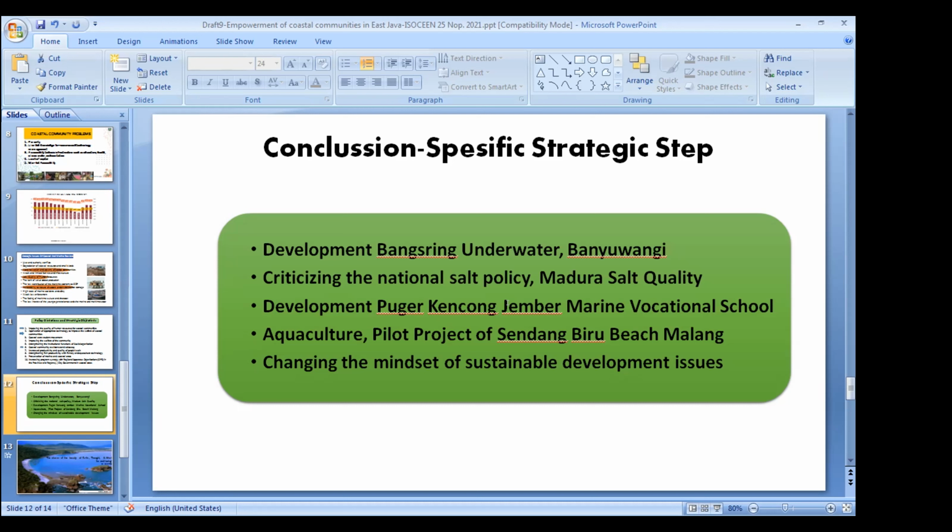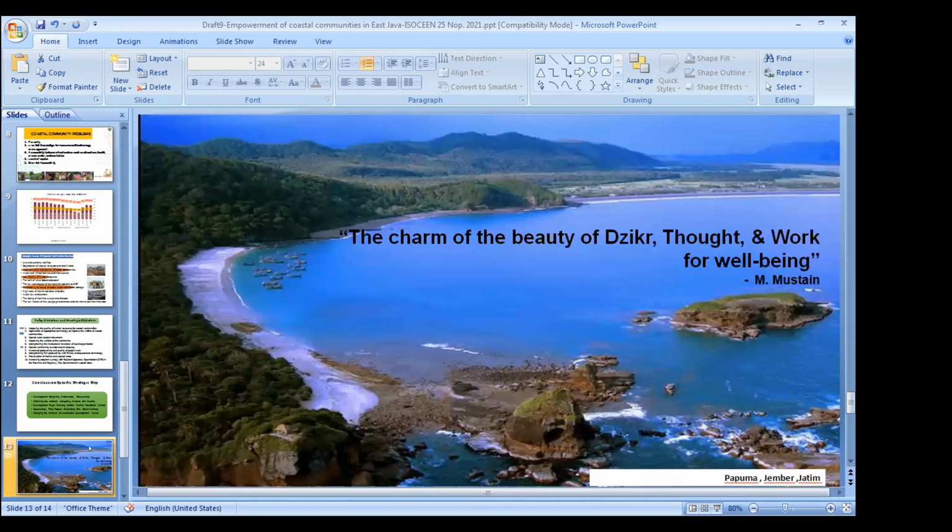We can spread it and make changes to another area to create that school. Our culture pilot project at Sendang Biru, Bishma, just the last three days, launching in the water, is changing the mindset on sustainable development issues. I think this is near the finish.